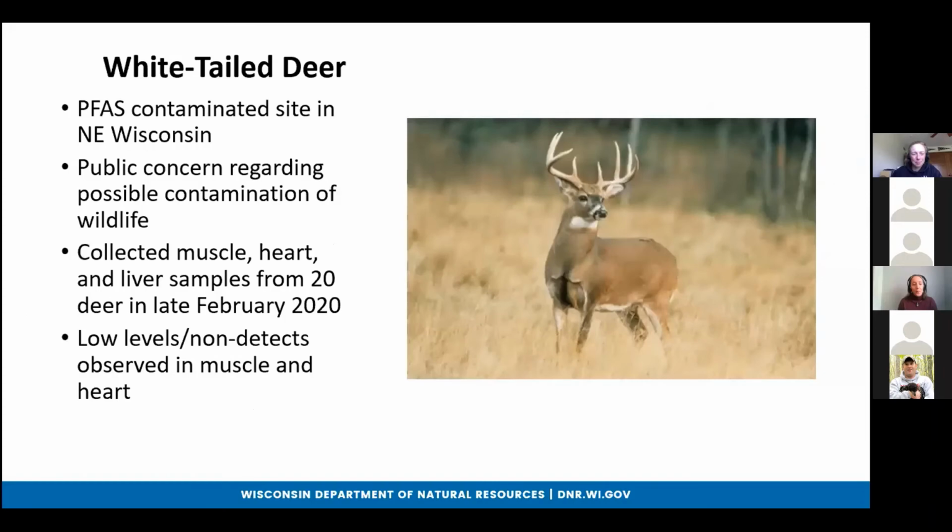So I'm going to switch gears a little bit and talk about PFAS and white-tailed deer. We have a site in Northeast Wisconsin that produced AFFF foam and is heavily contaminated. There was public concern regarding possible contamination of wildlife, specifically white-tailed deer. Much of this is in relation to some of the monitoring work that the state of Michigan has done, where they actually have a do not eat deer advisory at a specific location in northeast part of lower Michigan.